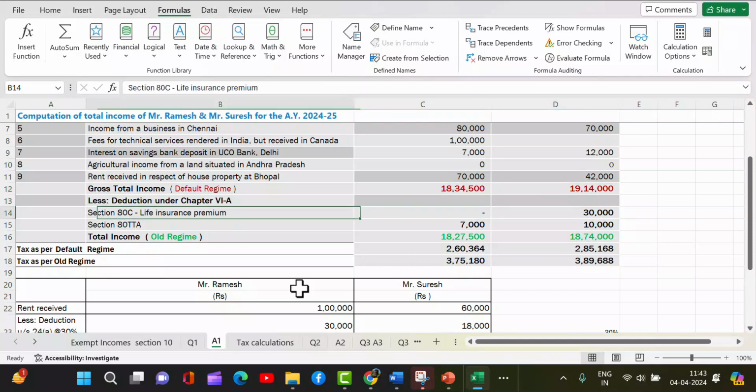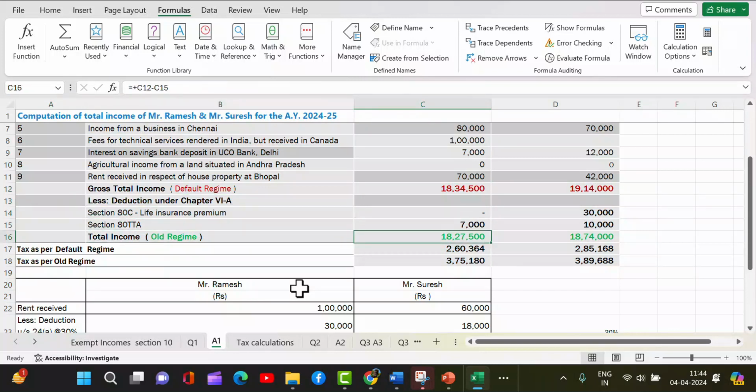Now, if you take deductions under chapter 6A like 80C or 80TA, then you get a total income, which will be called the old regime. So you have calculated the tax as per the new regime as well as the old regime. Okay, fine. So now you have to calculate the tax under both the schemes. Now, what is the tax, Kishore, as per the old regime?